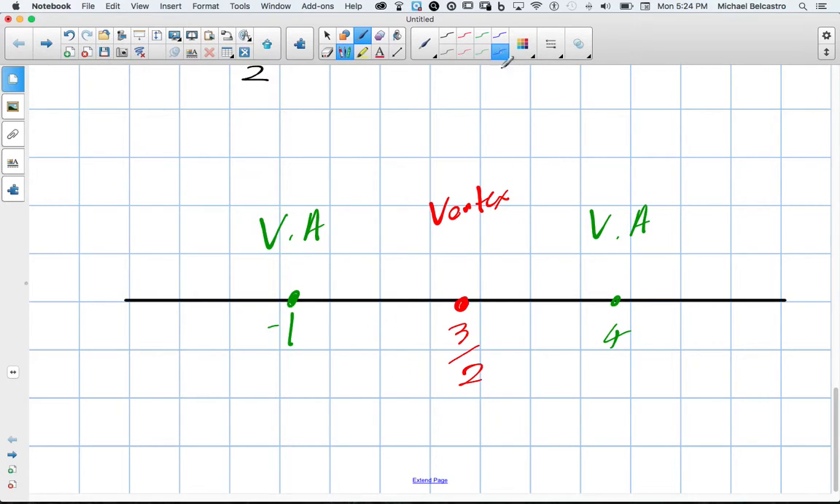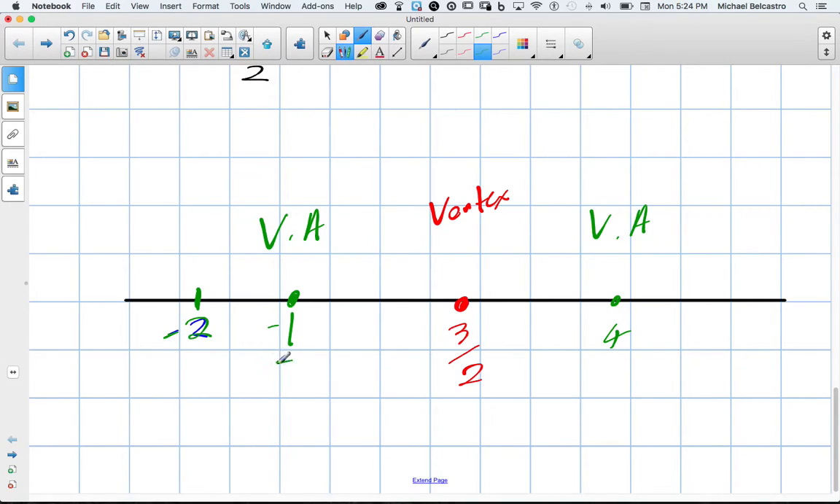If you wanted things to be positive or negative, so not increasing or decreasing, you plug in some value here, like -2. If we're just looking for things being positive or negative, -2 is a good value to plug in because we know it's to the left of a vertical asymptote, and that'll tell you if it's positive or negative at that point.